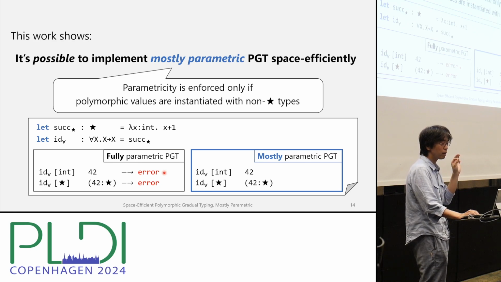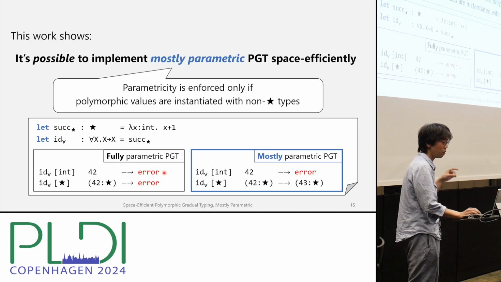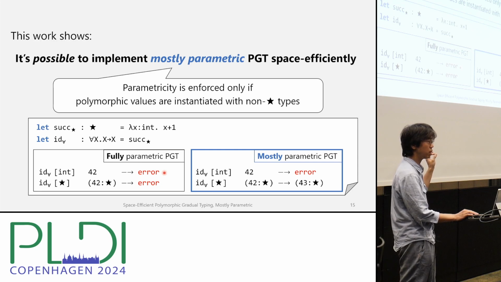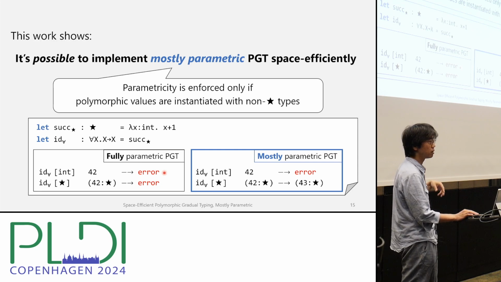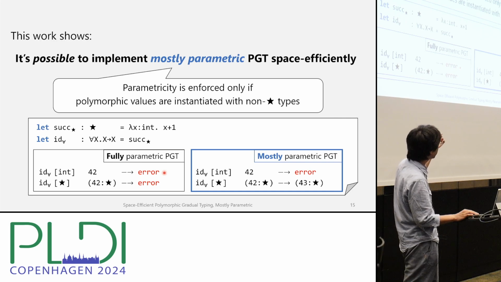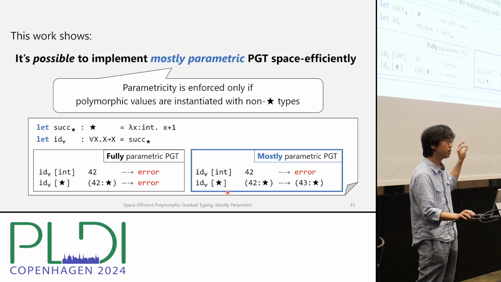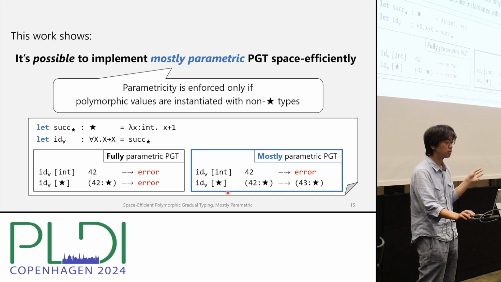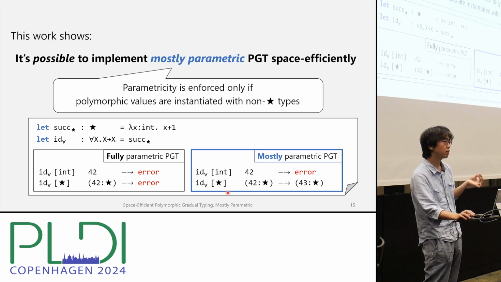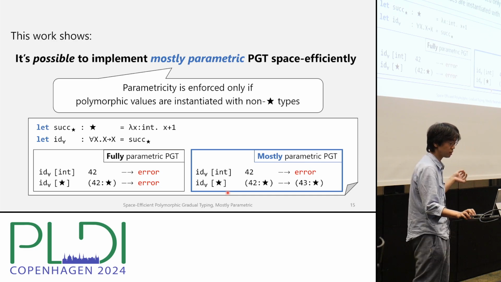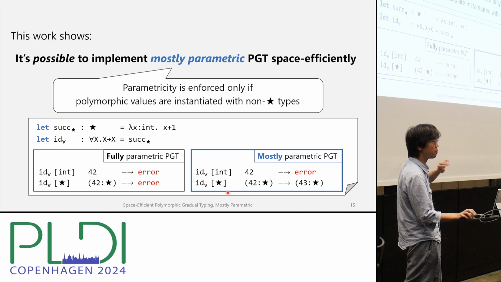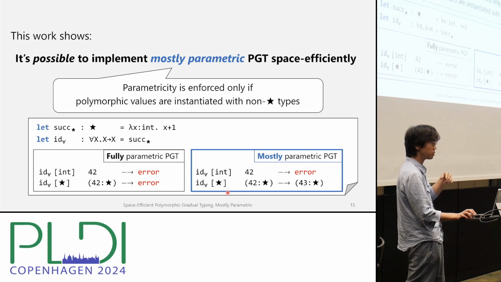But in a mostly parametric semantics, only the first function application raises the error. Because in the second application here, the type argument is star. And in mostly parametric semantics, in this case, parametricity is not enforced. So in this case, the argument is just passed to the successor function, and it returns the value returned by the successor function as it is.